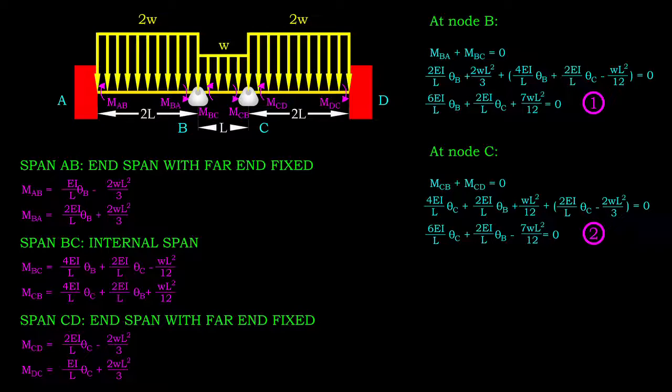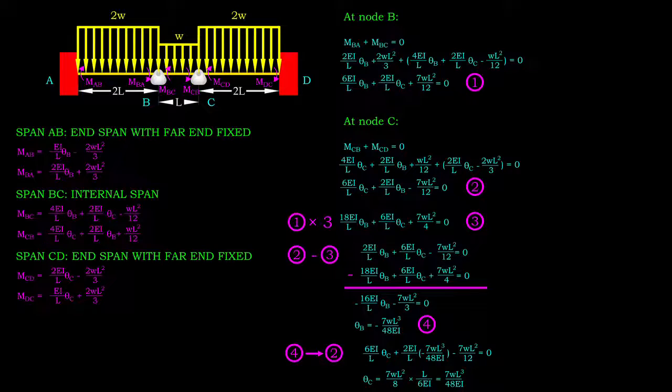At node B, the sum of moments MBA and MBC should be 0. Therefore, we can sum up the simplified slope-deflection equations for the respective internal moments and simplify the equilibrium equation again. Same goes for node C, where MCB and MCD should cancel out each other to achieve moment equilibrium at this point. We can now solve the simultaneous equations to obtain theta B and theta C.